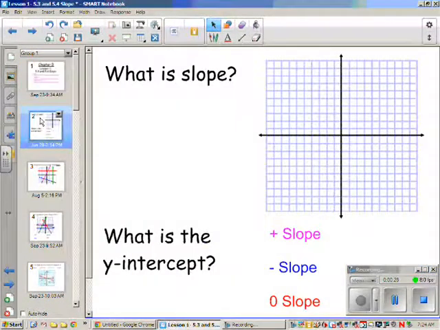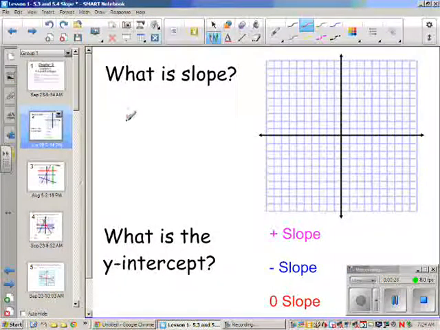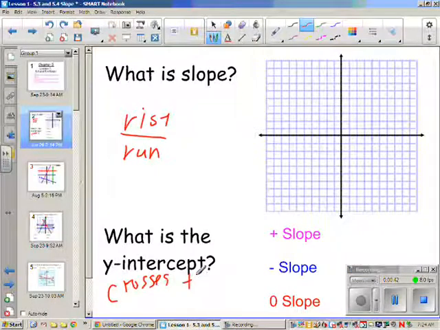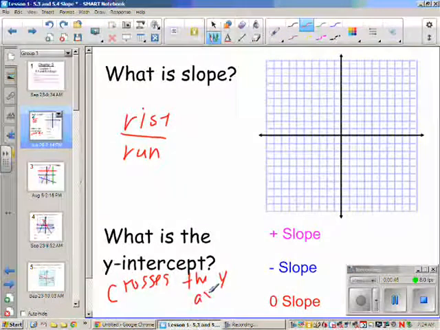So slope, you should know from middle school, is rise over run. Right? So when we're talking about rise over run, that's the change in y over the change in x. And then you should recall you also need some other piece of a line, which is called the y-intercept, and that's where it crosses the y-axis.